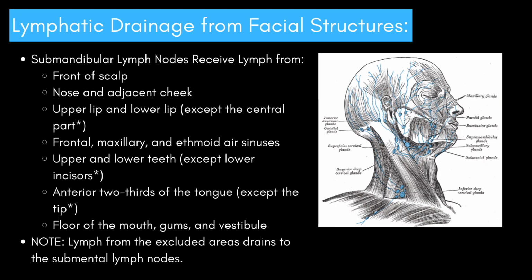Let's start off by taking a look at lymphatic drainage from facial structures. Submandibular lymph nodes receive lymph from front of scalp, nose and adjacent cheek, upper lip and lower lip, except the central part (asterisk), frontal, maxillary, and ethmoid air sinuses, upper and lower teeth, except lower incisors (asterisk), anterior 2/3 of the tongue, except the tip (asterisk), floor of the mouth, gums, and vestibule. Note, lymph from the excluded areas drains to the submental lymph nodes.